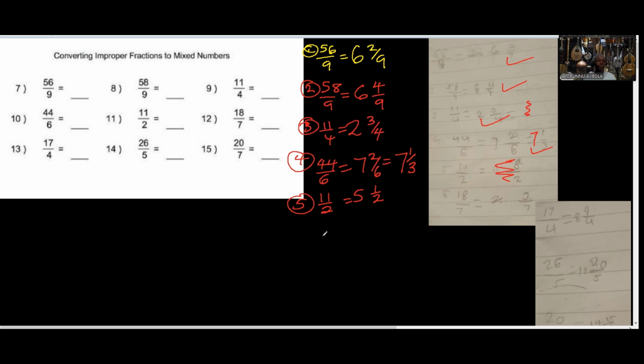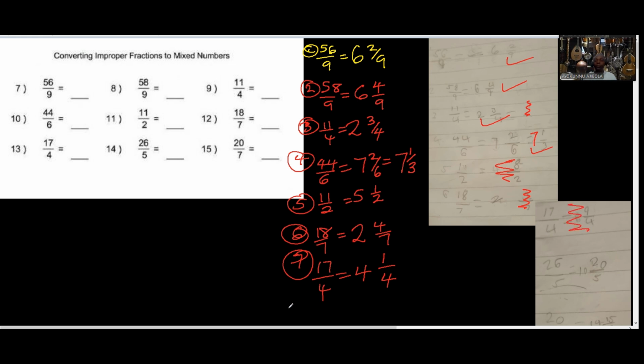Then number 12, 18 over 7. How many 7s in 18? That's 2, which is 14. So if you remove 14 from 18, you have 4 over 7, not 3 over 7. Okay? Is that clear? Then number 13, we have 17 over 4. How many 4s? That is 4, which is 16. Then it's going to remain 1 over 4. Is this clear to you?